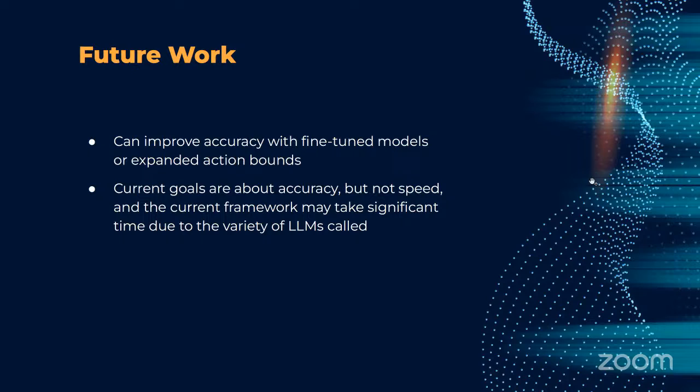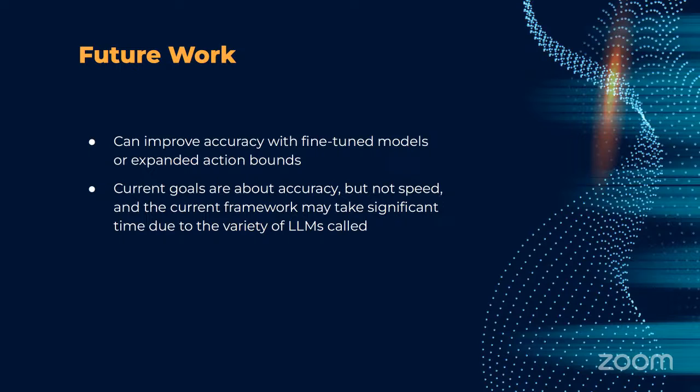So there are a few directions to take future work. There's obviously working on improving accuracy and using better LLMs, but for things that you can improve just in the agentic framework, you can try to fine tune the models before entering them in, or even just expanding the action bounds, things that give you a little more flexibility and could improve accuracy.